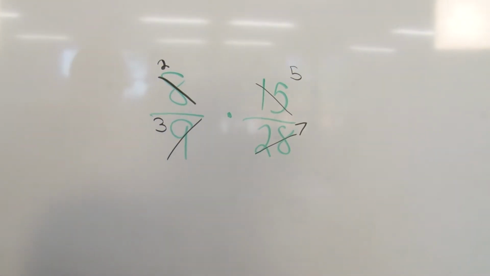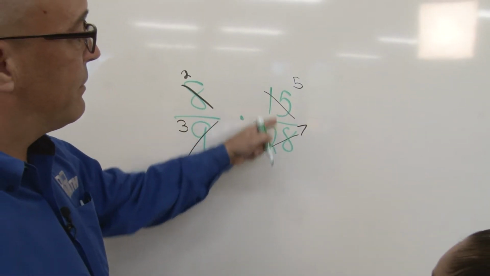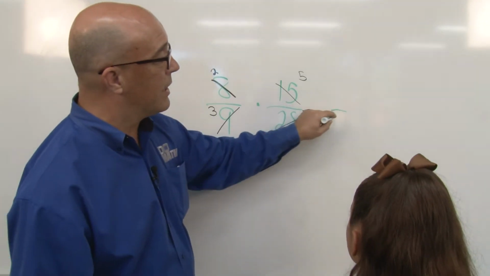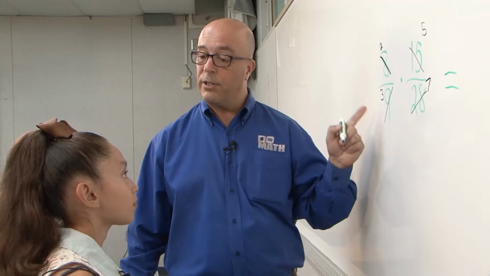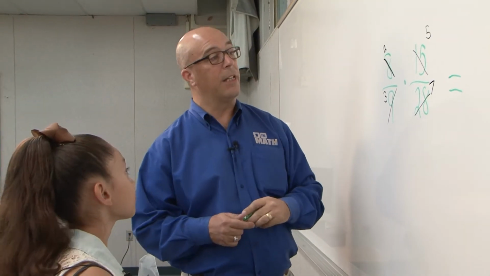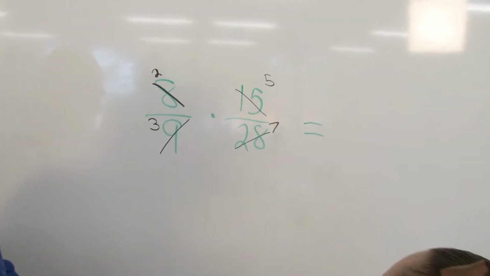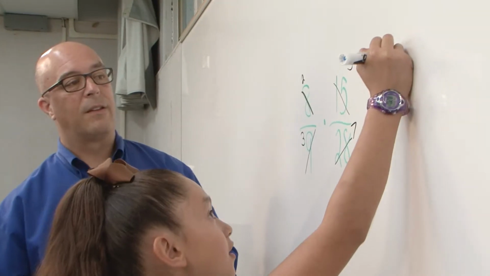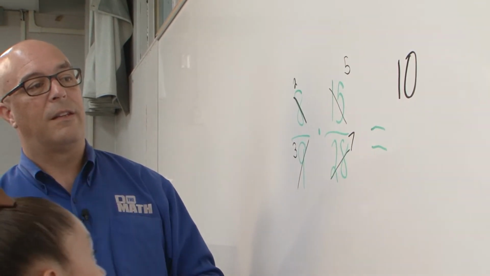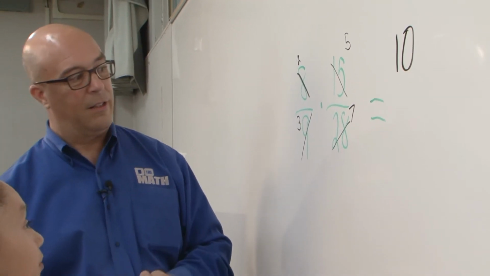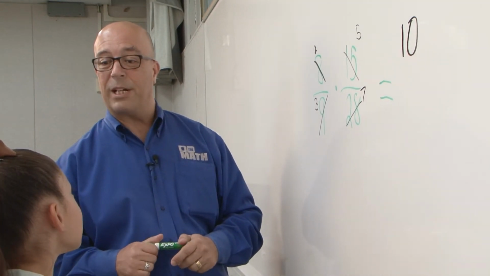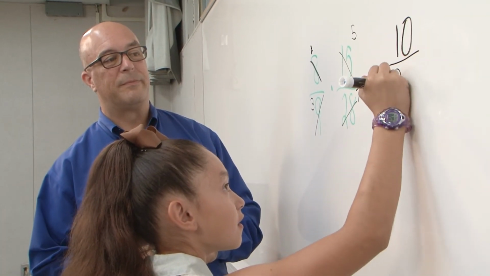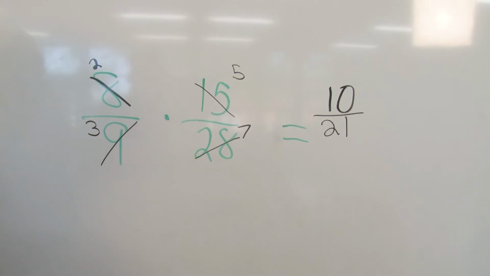All right, so now what we'll do is we'll say that 8/9 times 15/28 has been simplified to 2/3 times 5/7. Now, can you multiply straight across with these smaller numbers? All right, what do you get? 2 times 5 is 10. Okay, so go ahead and put your 10. And 3 times 7 is 21. Okay, where does that go? Annia, perfectly done.